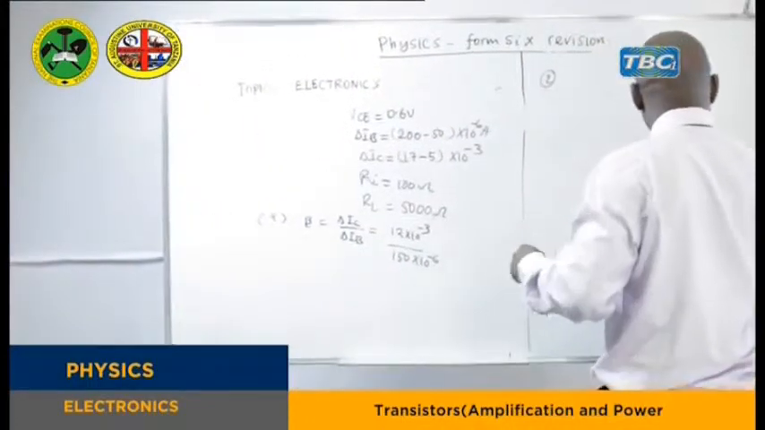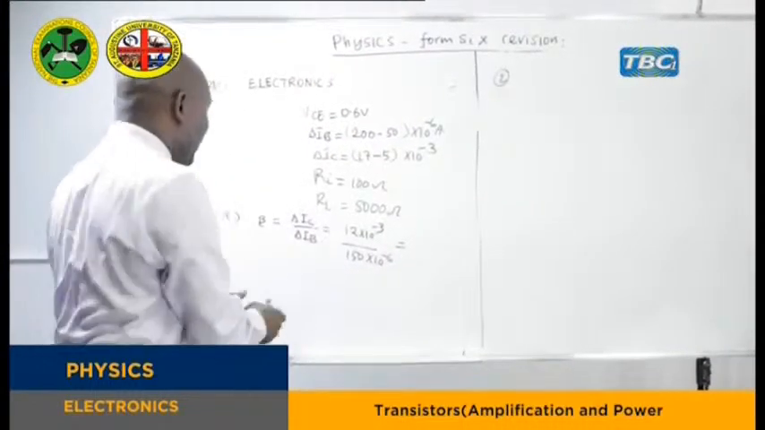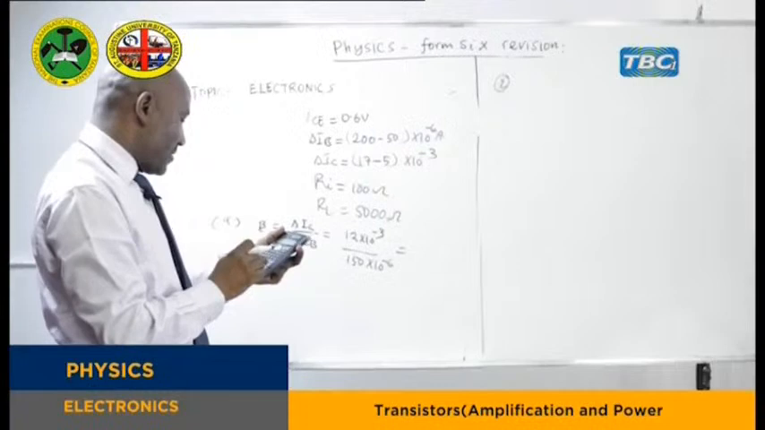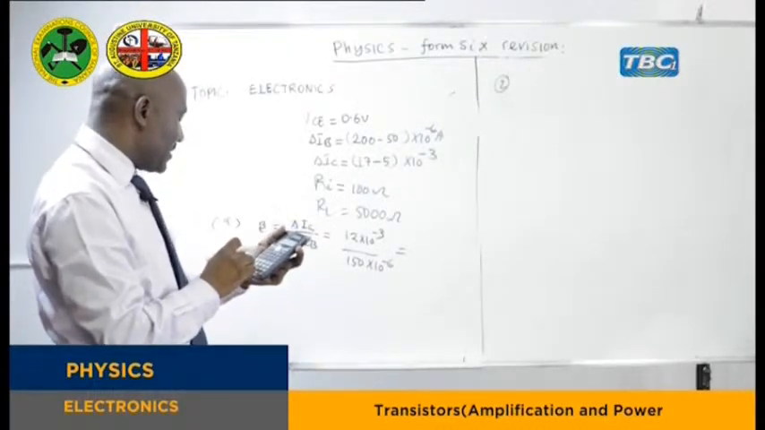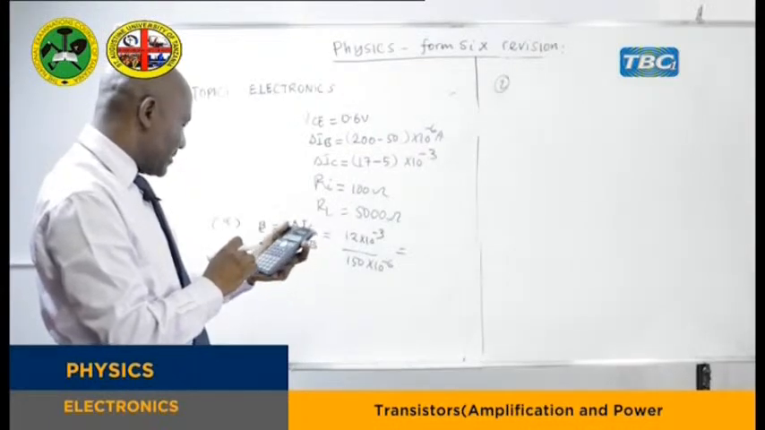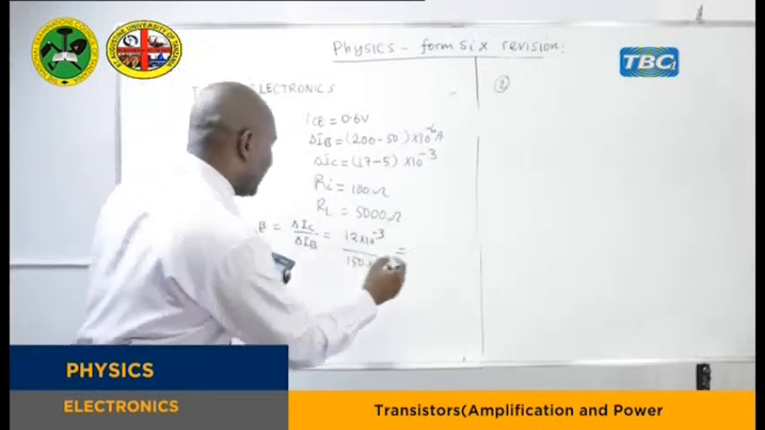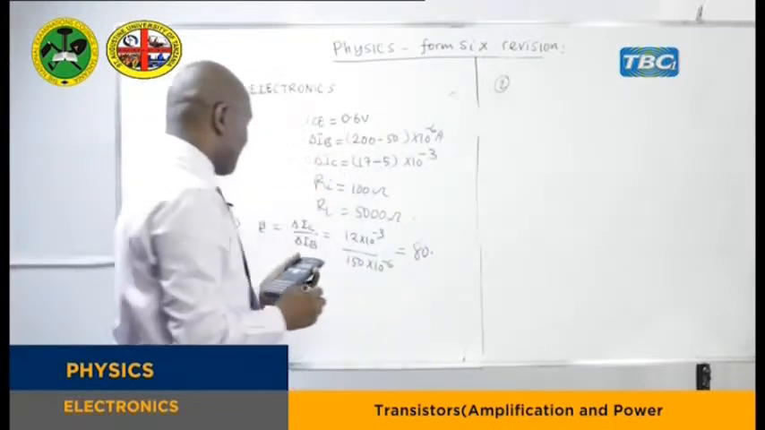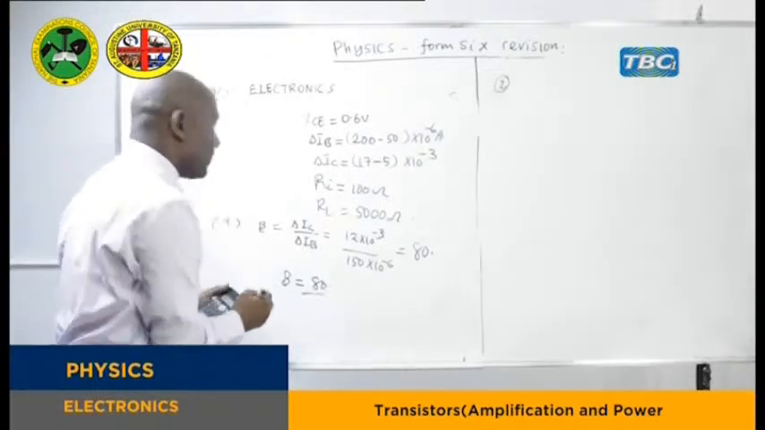Using your calculator, you can find how much the current gain is. Quickly, you take 12 divided by 150 and then multiply by e to the power 3. This is giving us 80. So the current gain of the transistor is 80. Part A done. Part B.